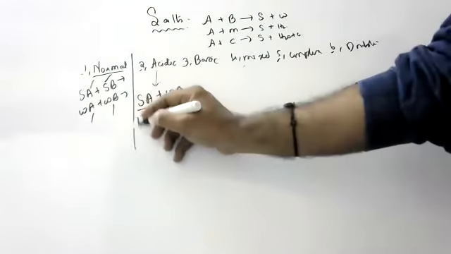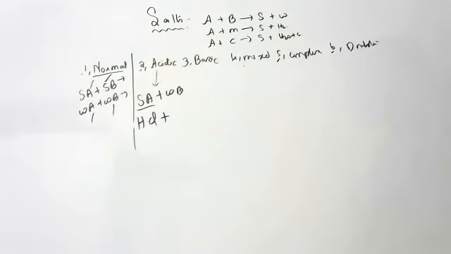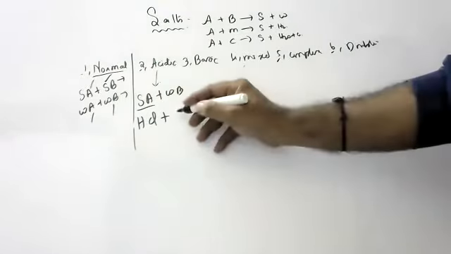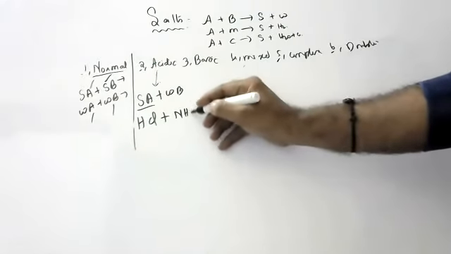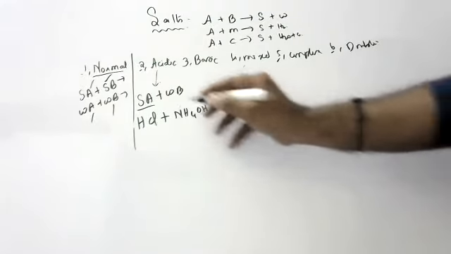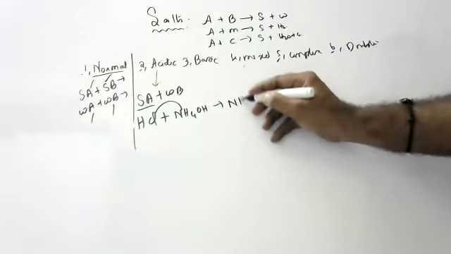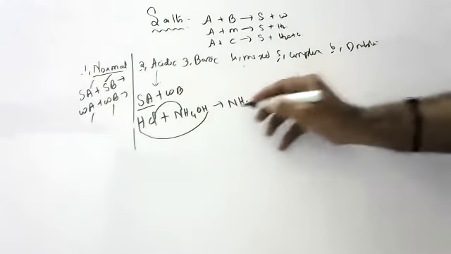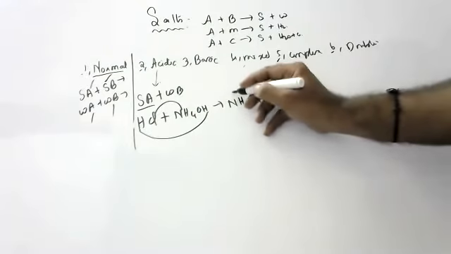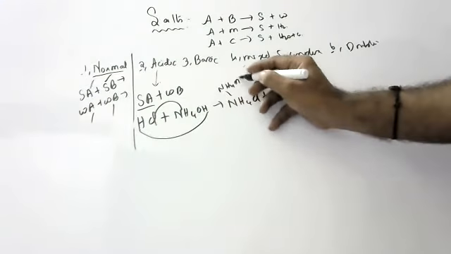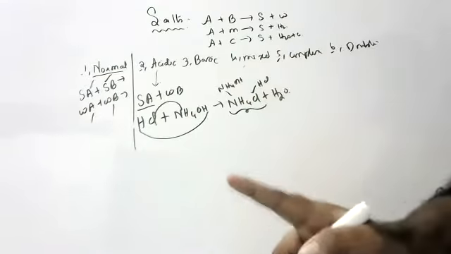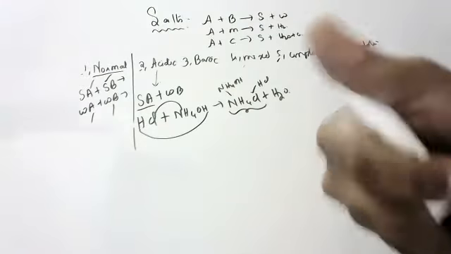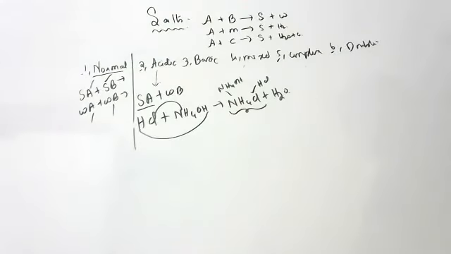One strong acid is HCl, a very strong acid. Plus one weak base, we will take any weak base, the best example being NH4OH. So what salt are you getting here? NH4Cl plus H2O. Here the acidic component is HCl and the basic component is NH4OH. And this is an acidic salt. What is an acidic salt? One formed from a strong acid and a weak base.